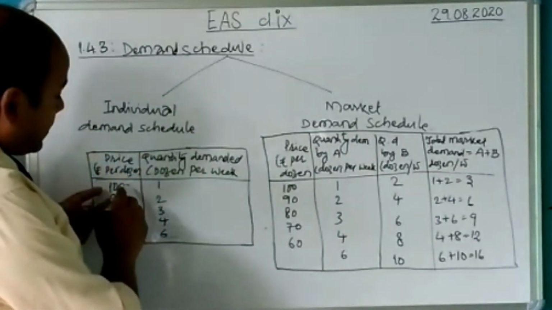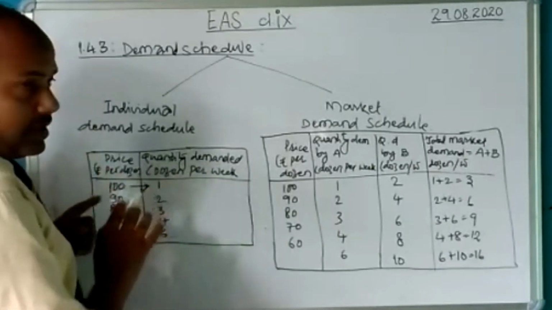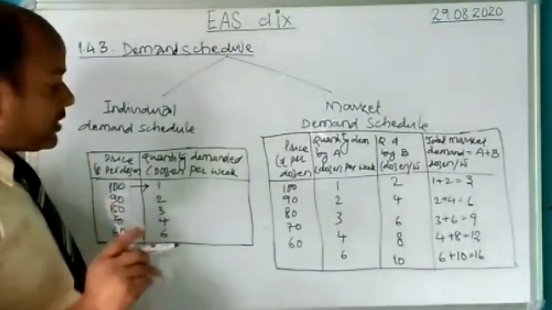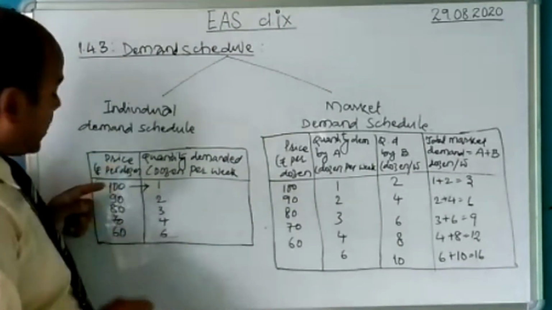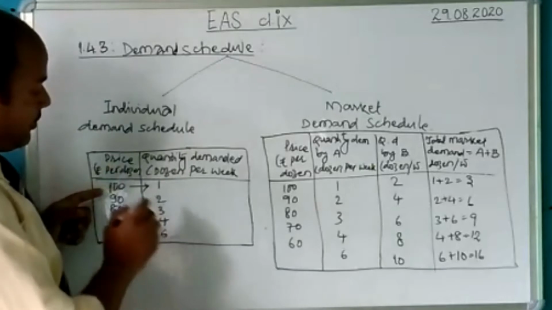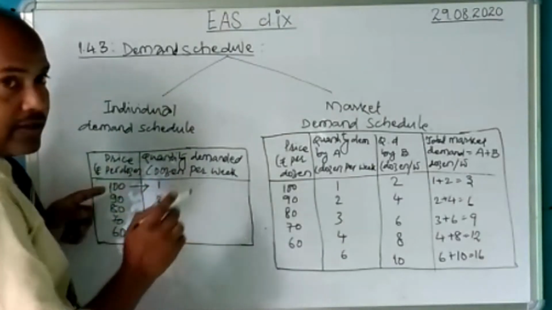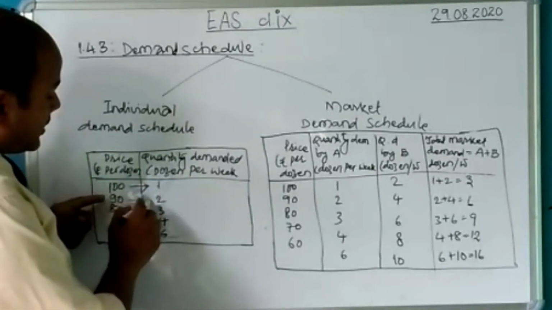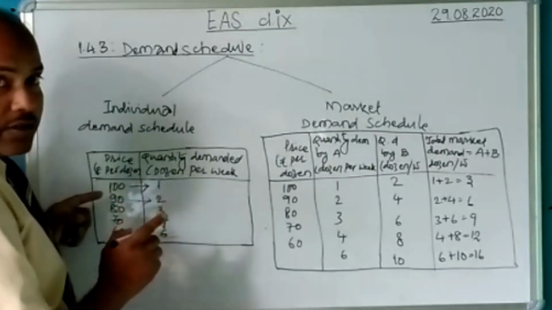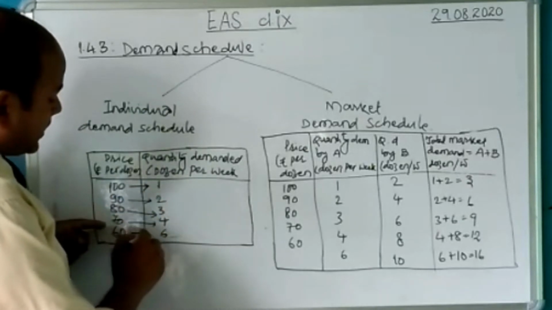Okay, like when the price is 100, 1 unit is purchased, or 1 dozen. Unit is very important to mention. This is price in rupees per dozen. That means the price of 1 dozen is 100. When the price of 1 dozen was 100, the demand was 1 dozen per week. When the price was 90 rupees, then 2 dozen per week was demanded. Similarly at 80, 3, at 70 and 60.